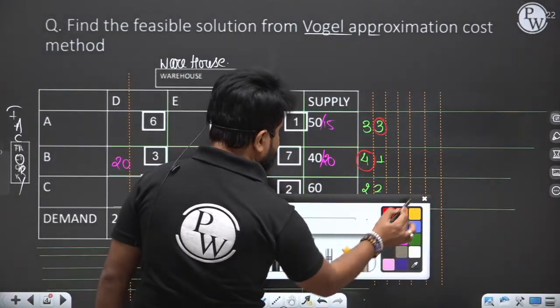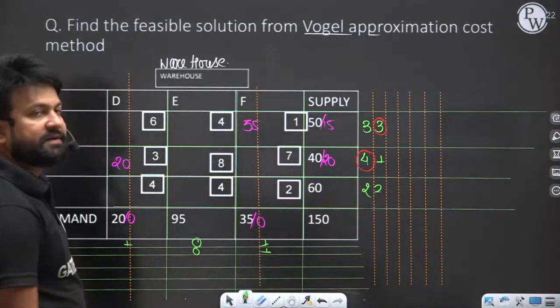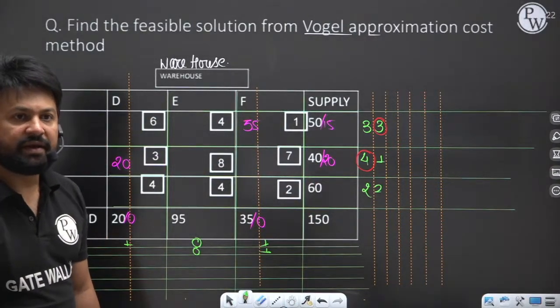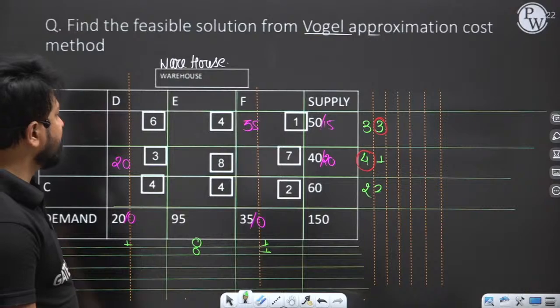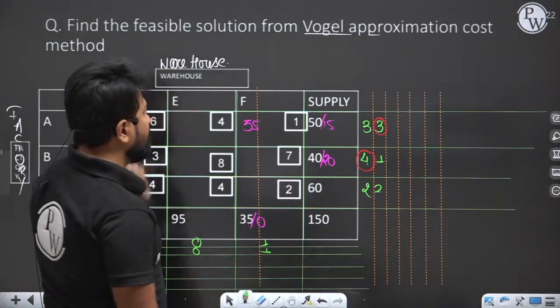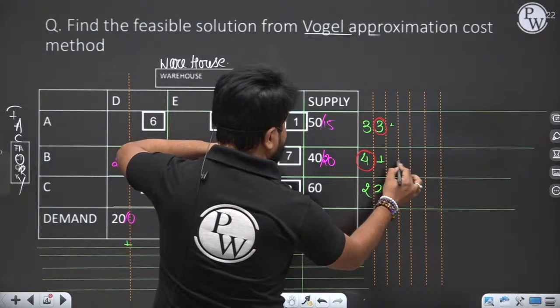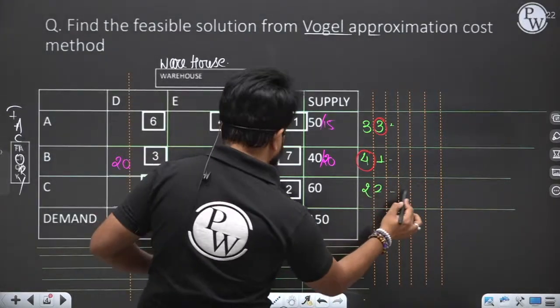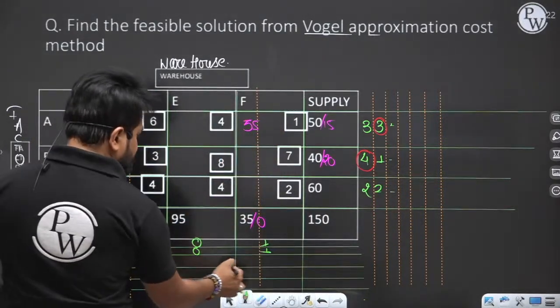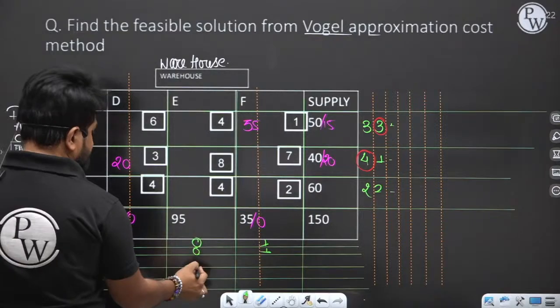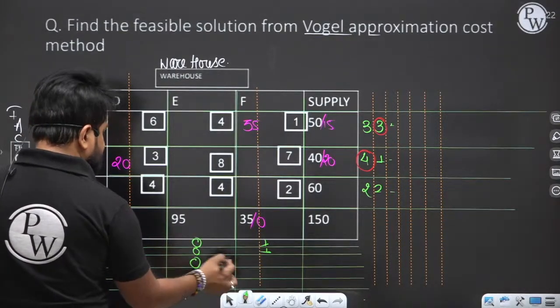Remove this column. Now again find out the penalty. Penalty of this column, sorry, of this row, nothing. Penalty of this row, nothing, nothing. Penalty of this, that is 0. So it will be the maximum among them.